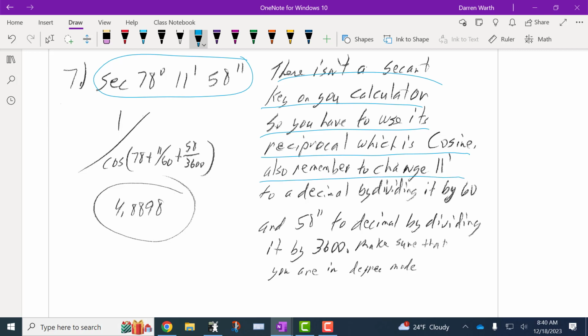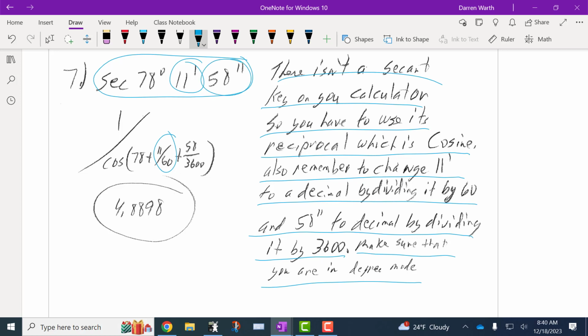Also remember to change 11 minutes to a decimal by dividing it by 60, and 58 seconds to a decimal by dividing it by 3600. Make sure that you are in degree mode. So to change to decimals, I have to rewrite this as 11 divided by 60, and 58 seconds is 58 divided by 3600. Remember, the old British system was based on a clock, so there are 60 minutes in an hour, and 3600 seconds in an hour.